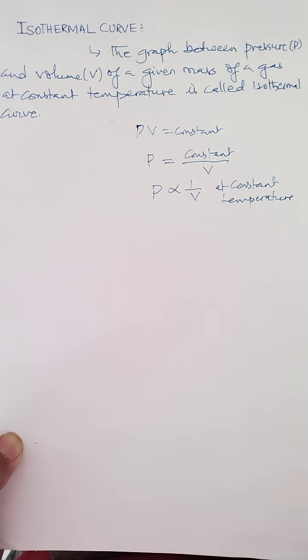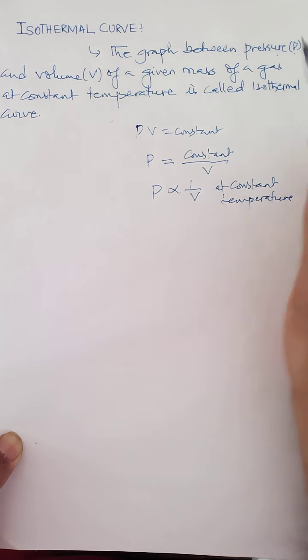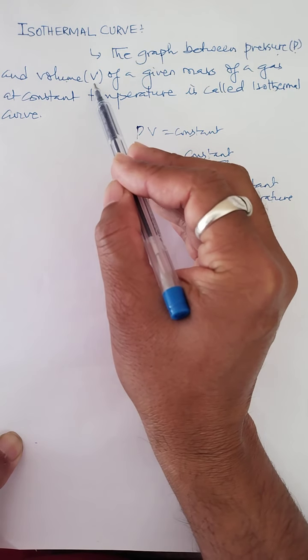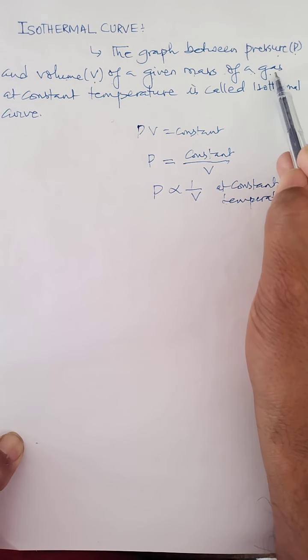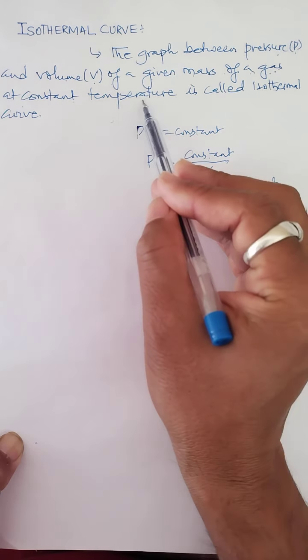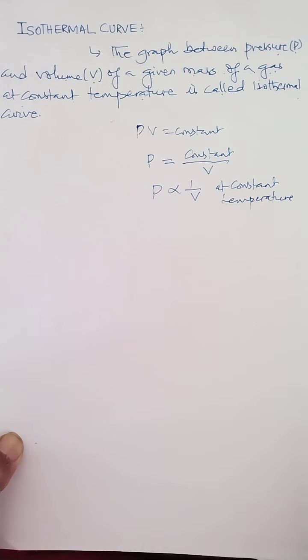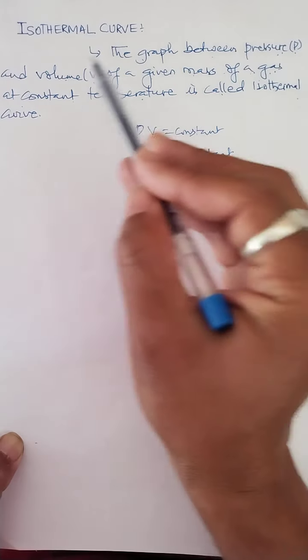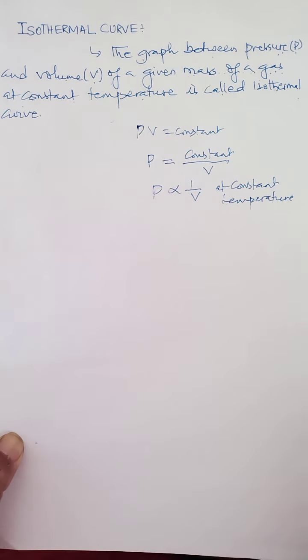For an ideal gas as a system, the isothermal process follows Boyle's law. That's why we need to draw a graph between pressure, symbolized by P, and volume, symbolized by V, of a given mass of ideal gas at constant temperature, and this graph is called the isothermal curve. So children, remember this: the isothermal curve is a graph plotted between pressure and volume of a given mass of a gas at constant temperature.